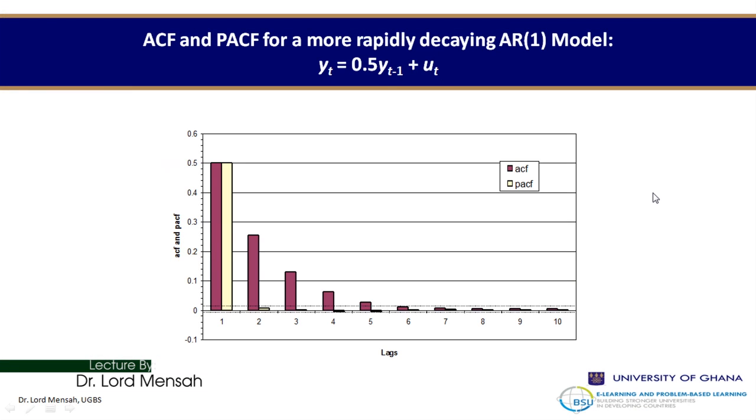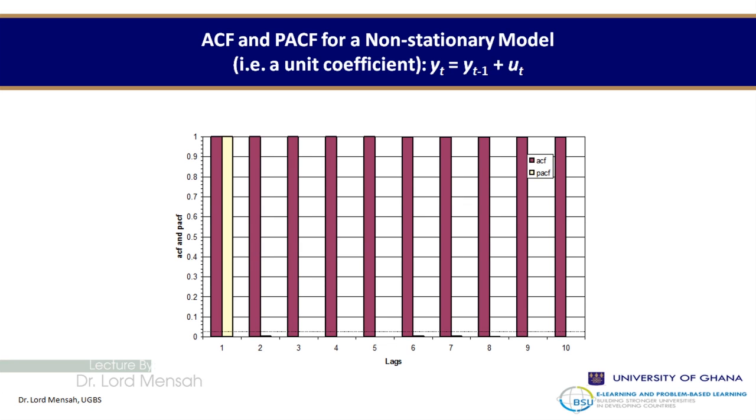And then as you can see, if we reduce the coefficient to 0.5, you can see the decay is so fast, fast approaching 0. And if it turns out to be 1, that is a non-stationary situation; see, all the bars are the same. So we don't have a decay.